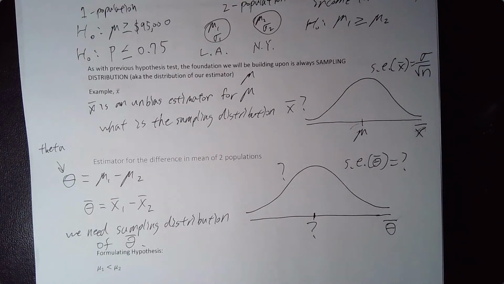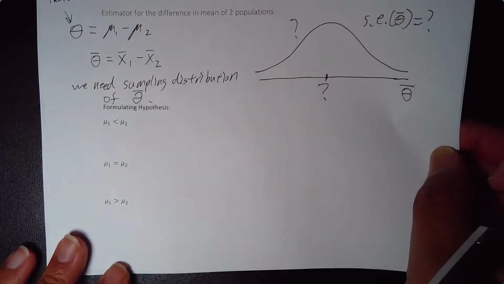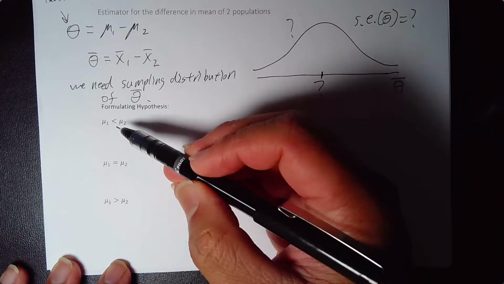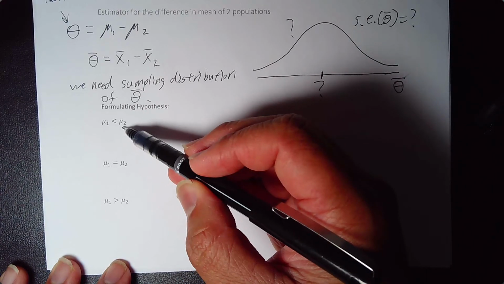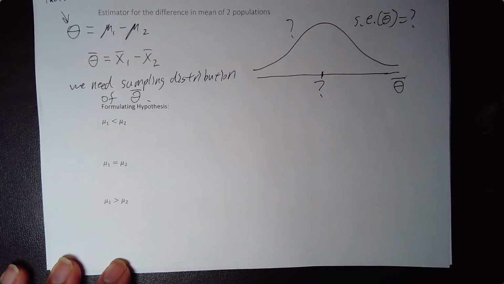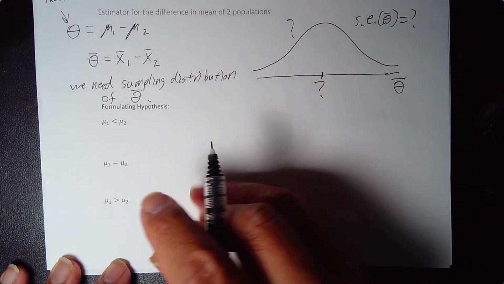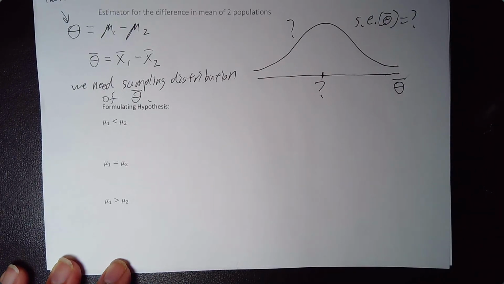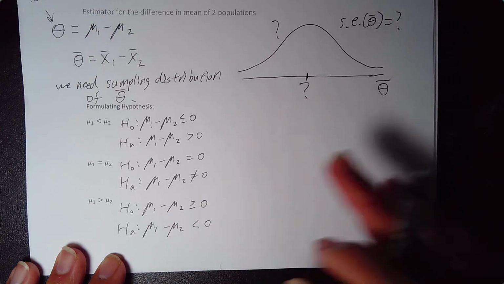be exactly the same. Now for this chapter, we're going to focus on the population average, just the mu. And these are the three questions that we're going to ask: mu1 less than mu2, mu1 equals mu2, mu1 greater than mu2. And so when we formulate the hypothesis for each of these questions, we're going to write it down in the following way. So that's how we formulate our hypothesis.